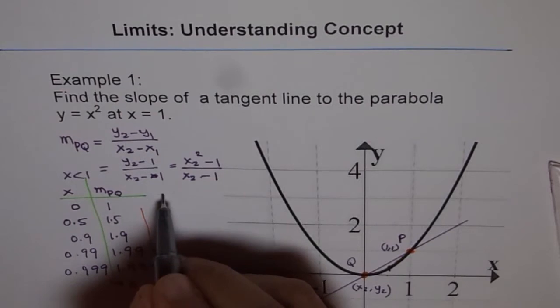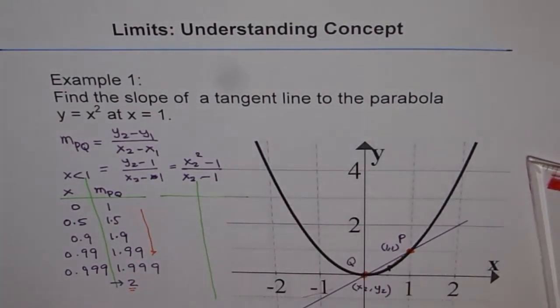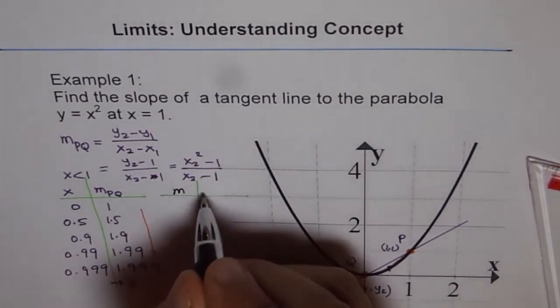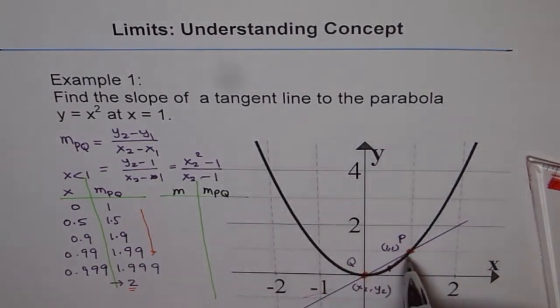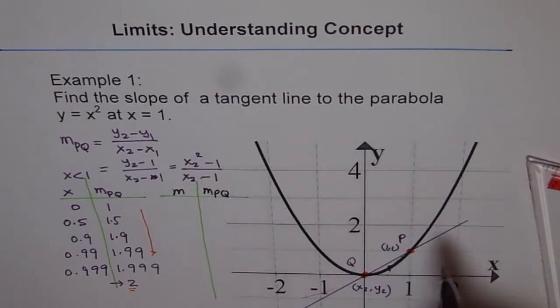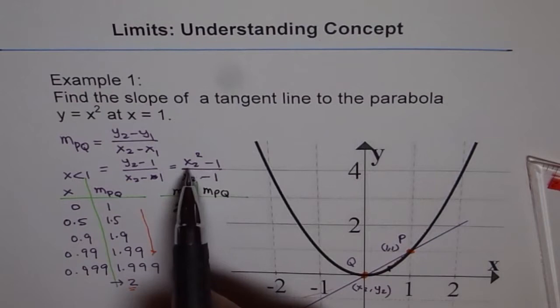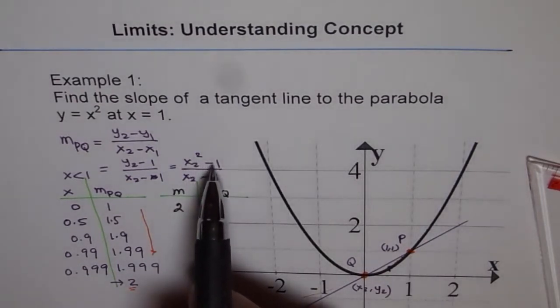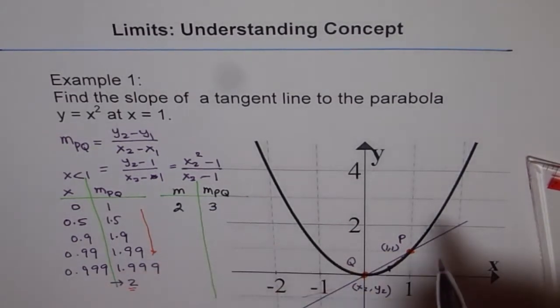Okay, so let's make another table of values. This time, let me write it in a different ink. So we'll do x points here and the slope m from P to Q. And this time, we will choose points on the right side of x, which is, let's say, 2. So let's start with 2, right? At 2, we'll plug in 2 here. So 2 square is 4, 4 minus 1 is 3, 3 divided by 2 minus 1, which is 3. So we get a slope of 3.